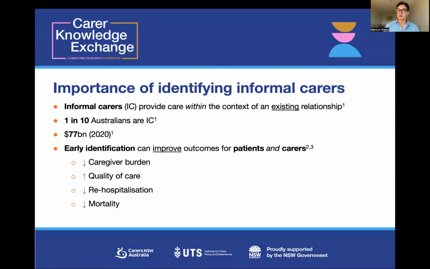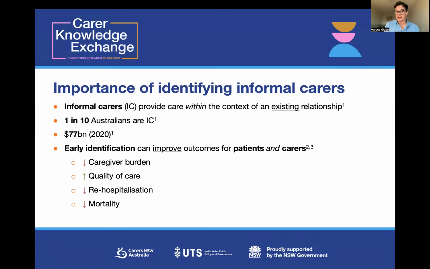So most of you will know who a carer is. It's someone who's providing ongoing, sometimes paid, sometimes unpaid care and support to a person who lives with disability, chronic illness, or the effects of aging. I'm sure you're also aware of informal carers, who are a type of carer who has an existing relationship to the person they're caring for. And this can be a family member, friend, or neighbor.